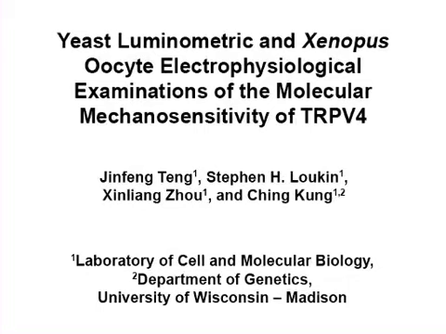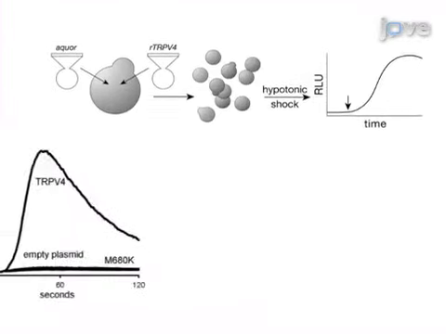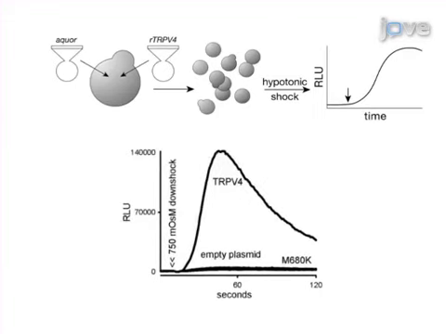The overall goal of the following experiment is to examine the mechanosensitivity of the TRPV4 ion channel. This can be achieved by transforming yeast cells with the TRPV4 gene and examining the hypotonically induced calcium entry through transgenic aequorin using a luminometer.